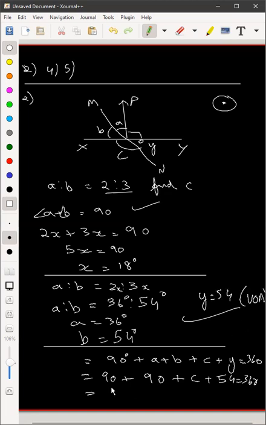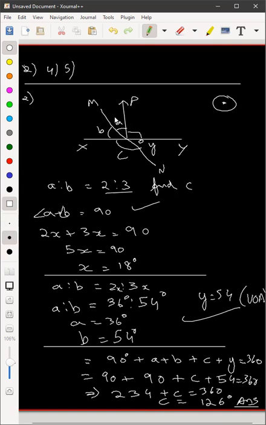Okay. So what does this total out to be? 90, 90, 180, 180 plus 54 is 234. Yes, sir. As 234 plus C is equal to 360. So what is C equal to? 360 minus 234, which is 126. Right? That is one of the ways.